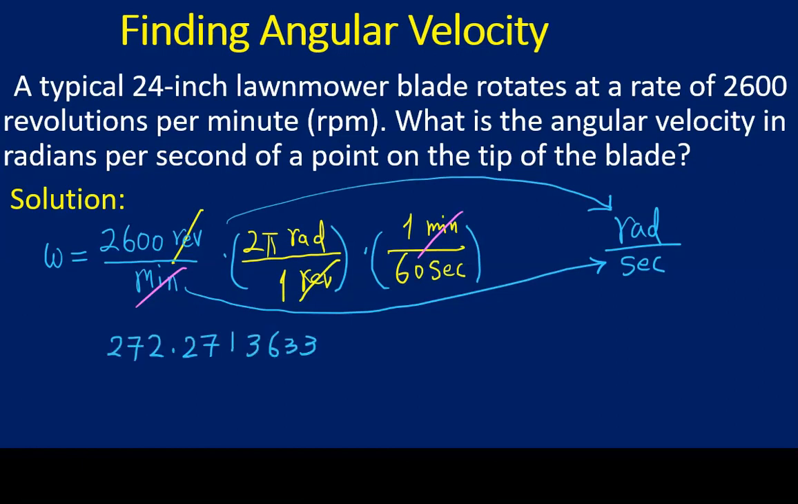But we are not going to keep them all. Because of the rule of significant figures, we are going to use 2 significant figures for our final answer. Here is how we're going to answer the question with a complete sentence. The angular velocity of the point on the tip of the blade is approximately 270 radians per second.